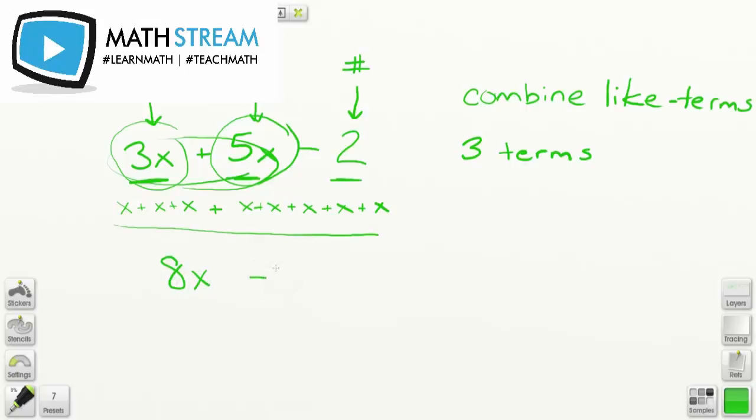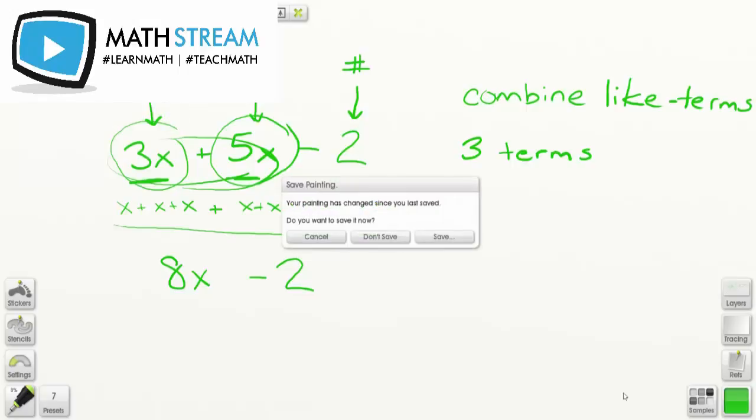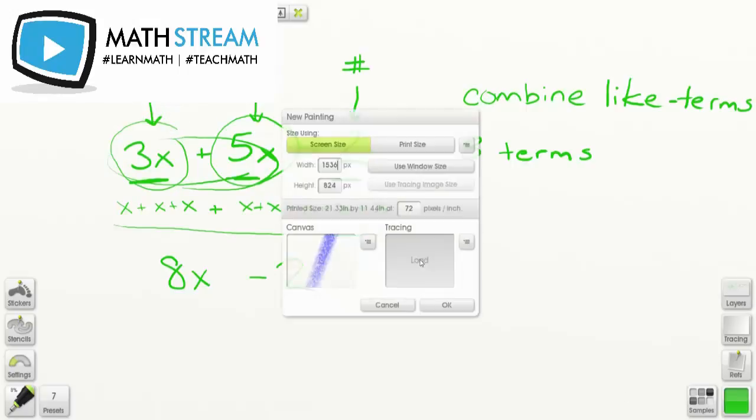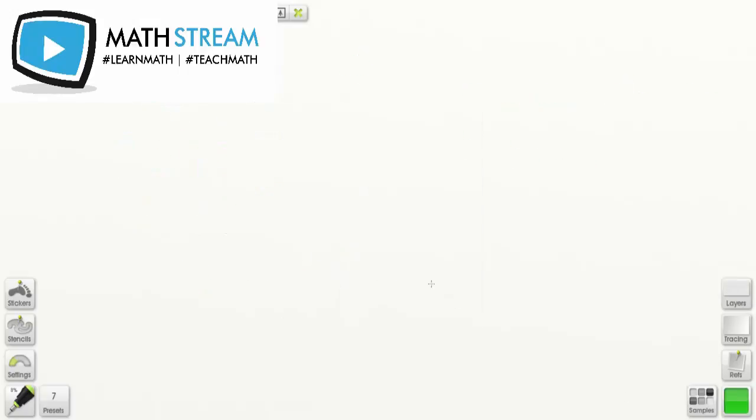Now the minus 2 is unrelated, so we just have to leave it here. It is unlike the others. It doesn't have anything to do with x, so it has to stay alone. So 3x plus 5x minus 2, using combining like terms, simplifies to 8x minus 2. Okay, that's example 1. Let's look at a second example. I'm going to clear this screen here.